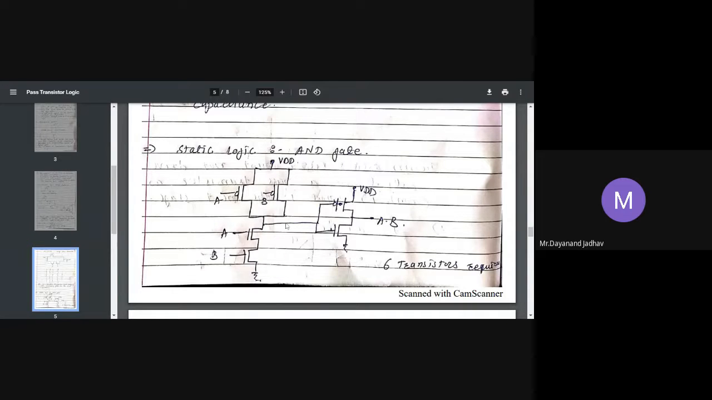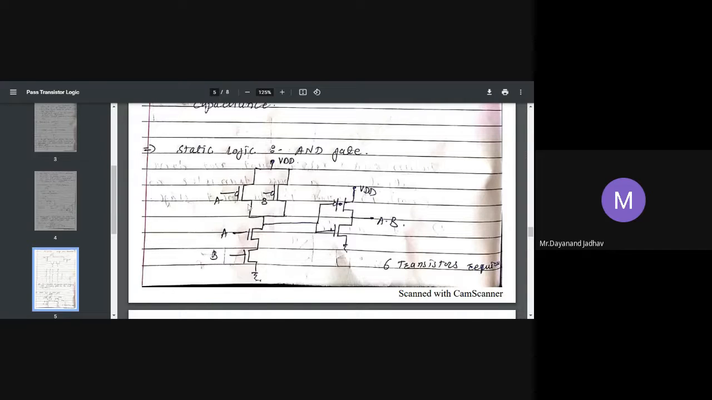Then the complementary function is created, Y which is equal to A and B bar. Then one more inverter is to be connected here. VDD is given, ground is there, PMOS and NMOS. If one more inverter is applied, we get A and B double bar, that is A and B. In this way we can implement the AND gate design using static logic.